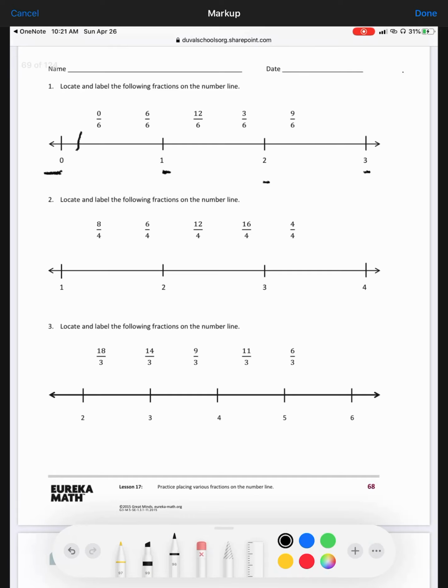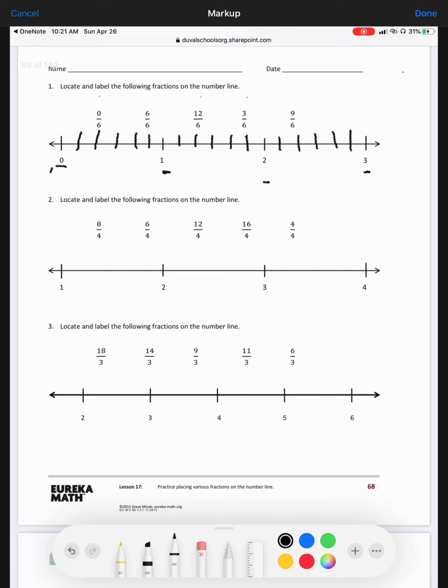So 1, 2, 3, 4, 5. It's broken into 6. 1, 2, 3, 4, 5. And then they want us to label where each of these fractions are on the number line. Well, 0/6 would be the very beginning.